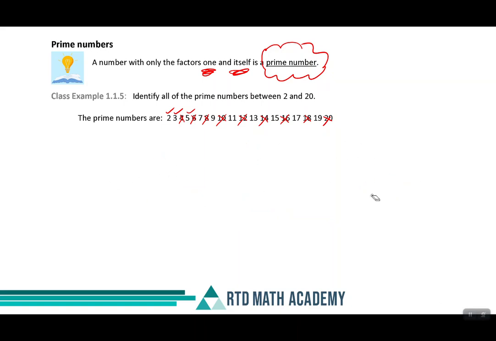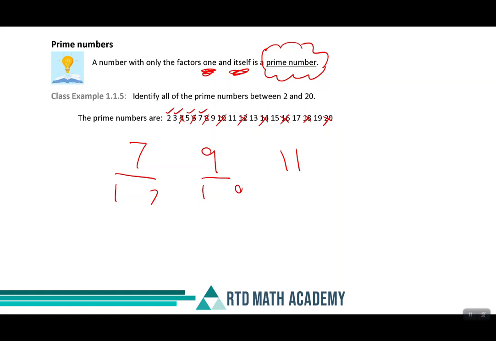We can continue with 7, 9, and 11. Now 7, we have 1 and 7. 2, 3, 4, nothing else evenly divides into 7, so that's good. But 9 I want to focus on. We sometimes get tempted to say that if it's an odd number, it could potentially be prime or is prime, but that's not always the case, and we have to be careful with that.